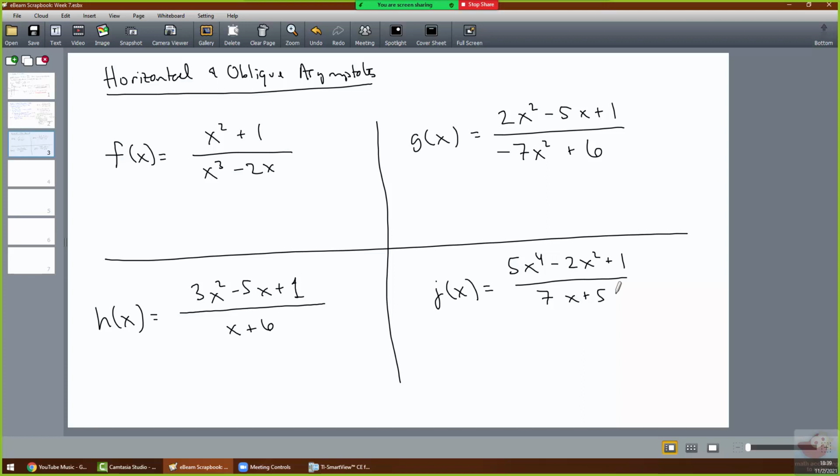So horizontal and oblique asymptotes, even though there's 4 cases and it appears like it's going to be a lot of work, for 3 of these 4 cases, you can just look at it and know what the answer is. Only one of them you actually have to do any work. The first case is our f of x here. In f of x, notice the degree of the numerator is smaller than the degree of the denominator. If the degree of the numerator is smaller than the degree of the denominator, then y equals 0 is the horizontal asymptote.